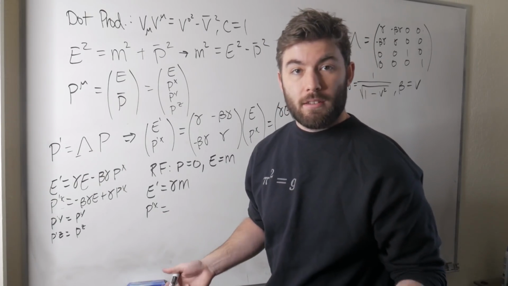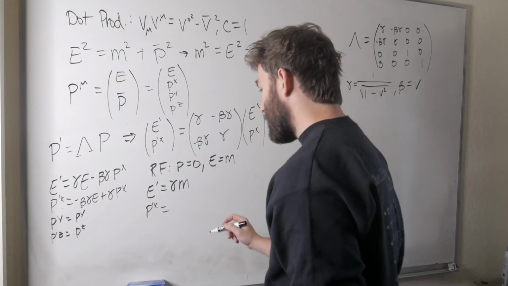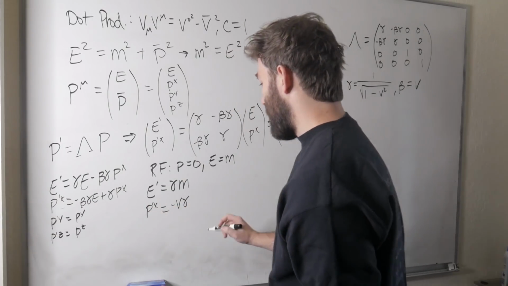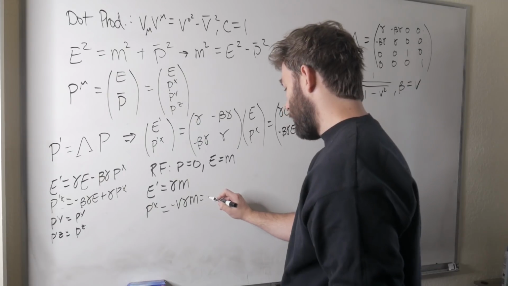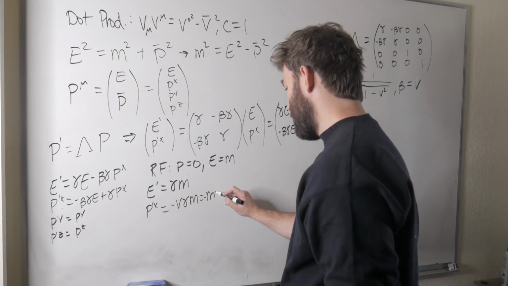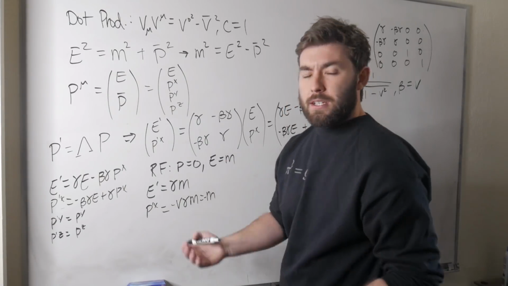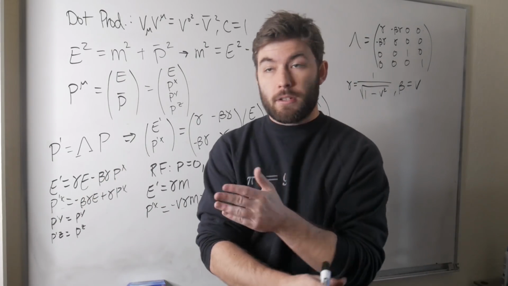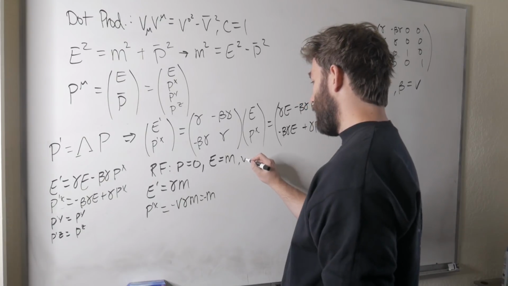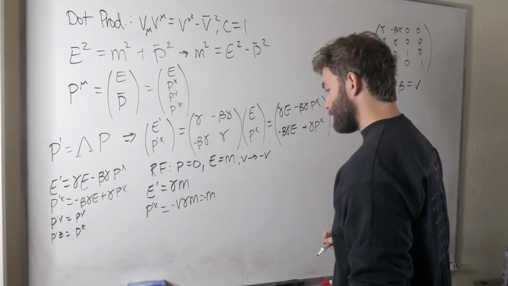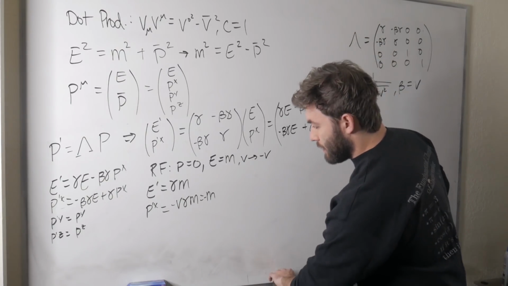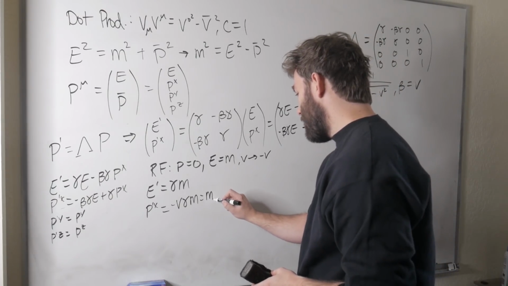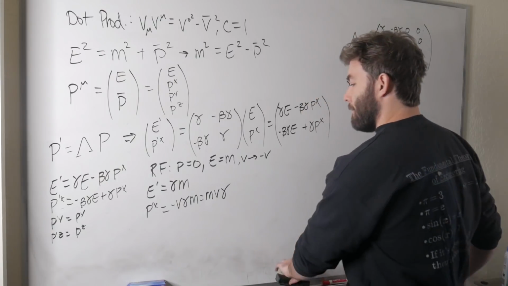Beta is v over c, c is 1, so beta is the velocity. So this is minus v gamma, and E is the mass. We're rearranging this, just minus m. The v is the relative velocity. We can have the relative velocity moving in the opposite direction, in which case v goes to minus v, and we get rid of this minus sign. So that's just going to be mv times gamma.